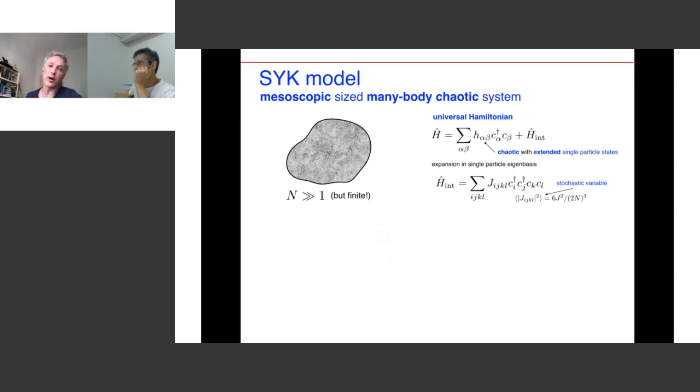If you talk about these mesoscopic sized many-body chaotic systems, you can start first by looking at the single particle contribution to the Hamiltonian. The main observation here is that if you have a lot of degrees of freedom, the dynamics is typically complex enough such that the single particle dynamics of the system is chaotic. So you have extended single particle states, which can be modeled, for example, by random waves, using the idea of Berry. So you have random waves that are the eigenstates of a single particle Hamiltonian.